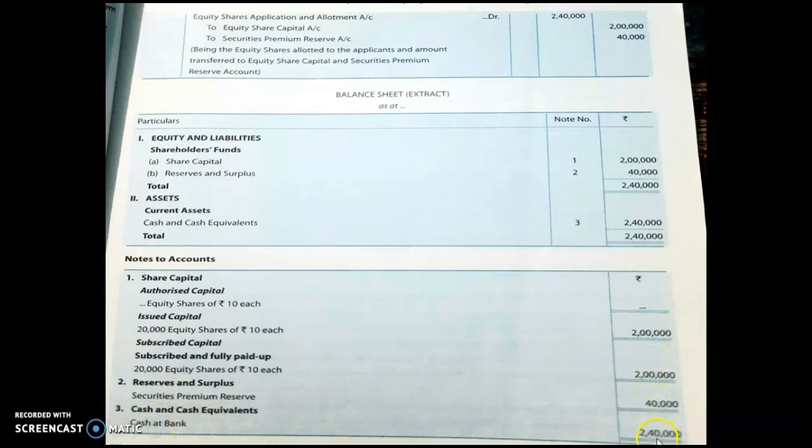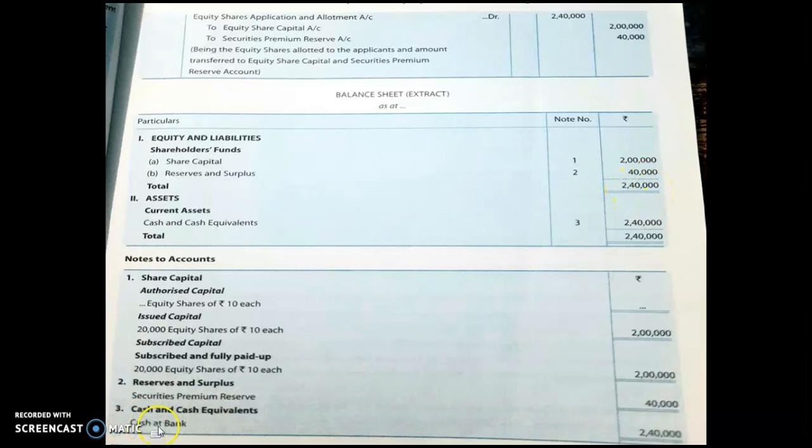So whatever working note you have done under notes to accounts, this amount you will show in the balance sheet. Share capital, how much have you written? Share capital means subscribed and fully paid up. That amount only you have to show. You don't show the issued capital. So this 2 lakh you will write over here. Then reserves and surplus, that is securities premium reserve, 40,000 you will show over here. When you total the liability side, you will get 2,40,000.